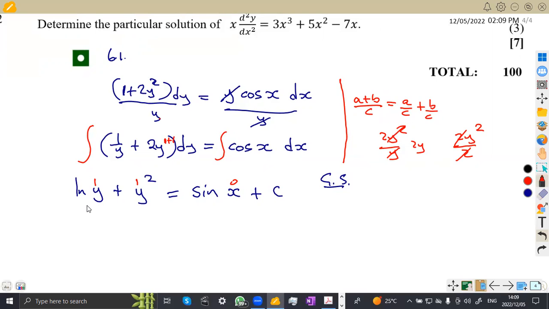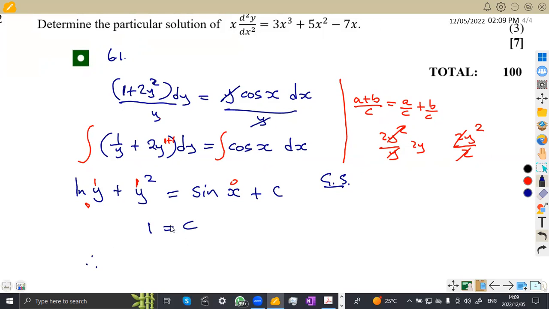And remembering that ln 1 is a 0, 1 squared is going to be a 1, which is equal to sine 0. Sine 0, guys, that's a 0. So which means this will be c. Because we've got 0 plus c, so c is equal to 1.